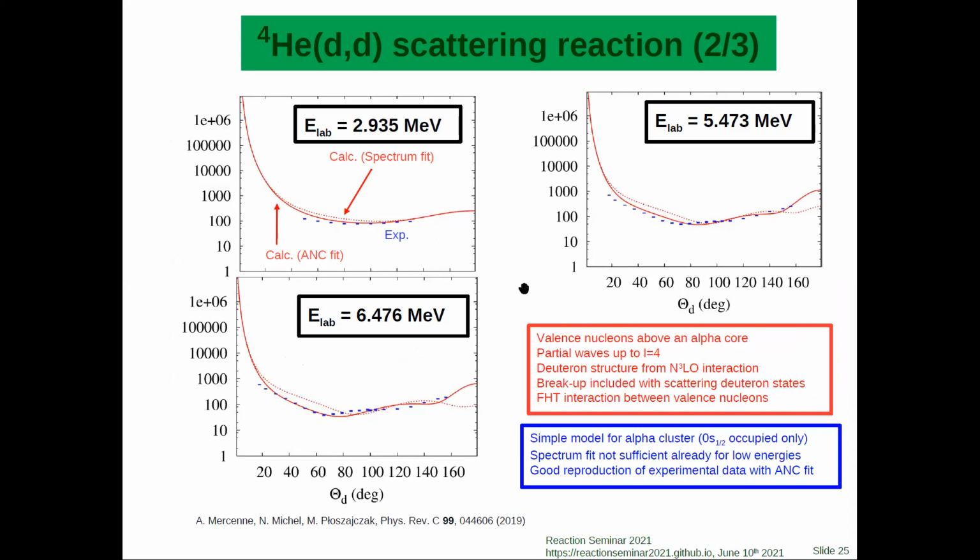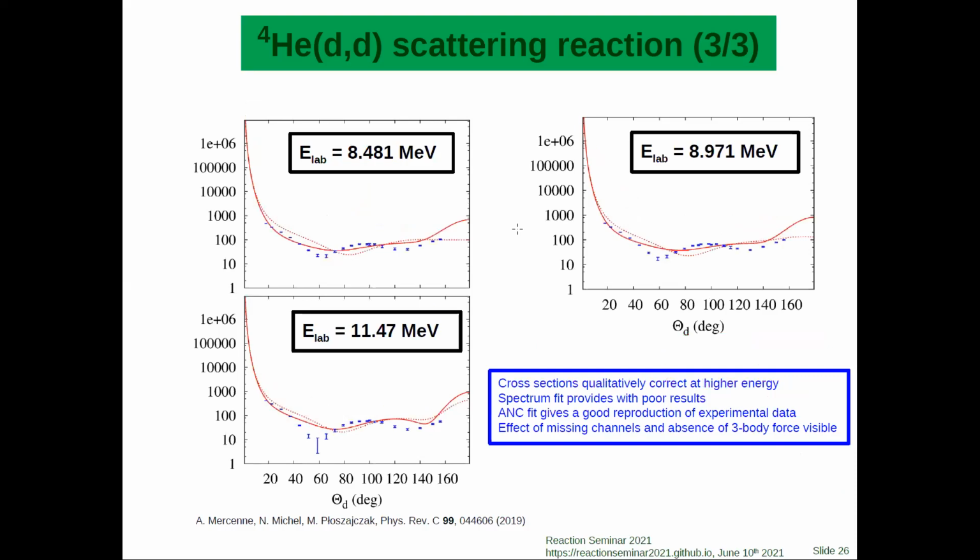This bracket is included because we have scattering deuteron states, because we use a Berggren basis of deuteron states in the deuteron expansion. But we still have a Heff interaction between valence nucleons, because this means that the deuteron is scattering in the asymptotic region, but close to the target we use the Gamow Shell Model and we have the Heff interaction. So we have two different interactions for the moment. Nevertheless, we can have a good description of experimental data, especially with the ANC fit.